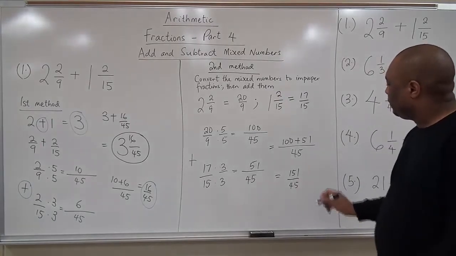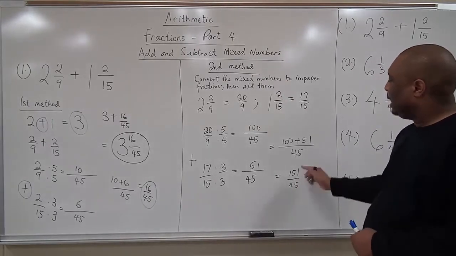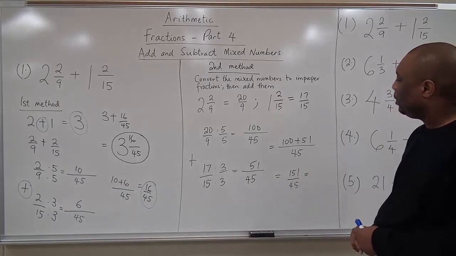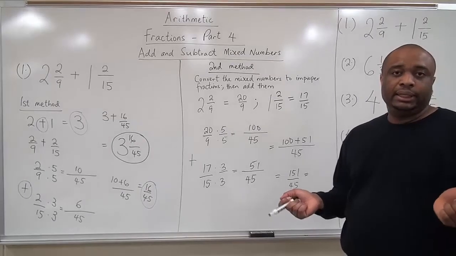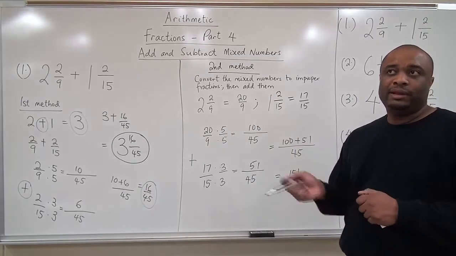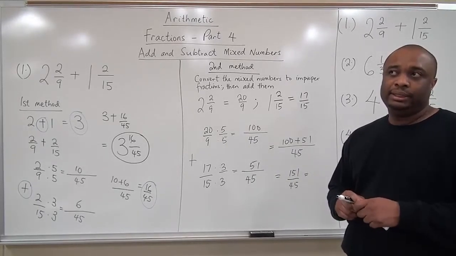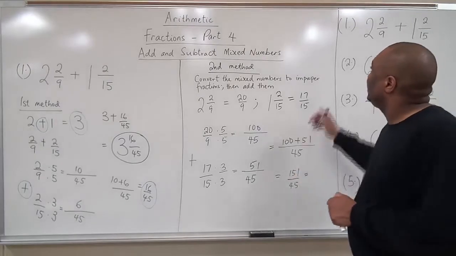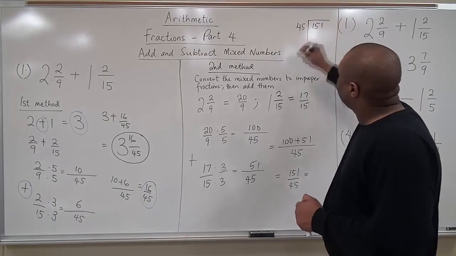Right? 151 over 45. So I will now have to start, I divide 45 into 151. 45 times 2 gives you 90. 90 plus 45 gives you 135. 135 plus 45 gives you 180, which is past this.